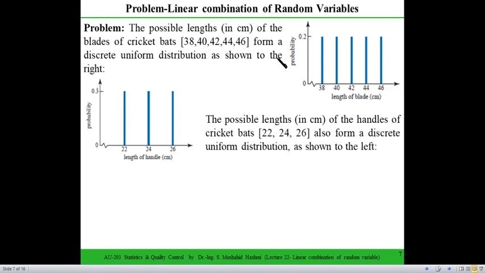And let's say there is a length of the handles. There are 3 different types of handles. So there are 5 different types of blades and 3 different types of handles.